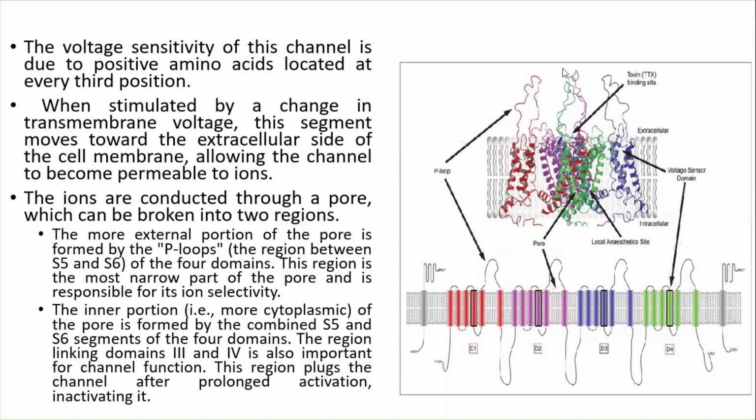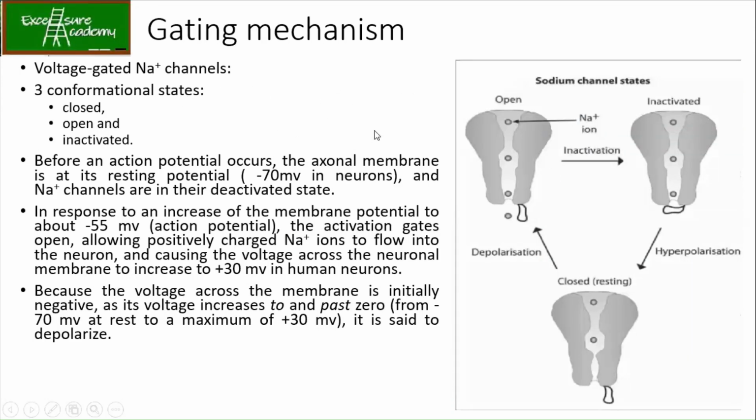Okay. Now coming to the gating mechanism. Since it is a voltage gated channel, we have to see how it is happening. So there are 3 conformational states. What did I always say? There are 2, closed and open. But here people have considered the inactivated state of your sodium channel as well. Before an action potential comes, the axonal membrane is at resting potential, that is minus 70 millivolt, right? And Na plus channels are in deactivated state, meaning neither closed nor open. They are just totally deactivated. It is not in use.